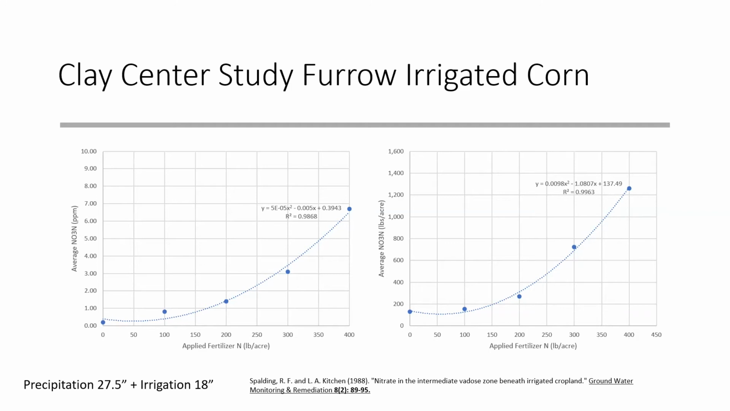At the bottom of this slide, it shows the amount of precipitation and the irrigation that was applied on these test plots, close to, what is that, 27, 28, 38, oh, quite a bit of water was applied at this site. And this is one of the first studies where we start to get the idea that the amount of water that is applied is almost as important, if not more important, than the amount of fertilizer that's applied in terms of nitrate leaching.